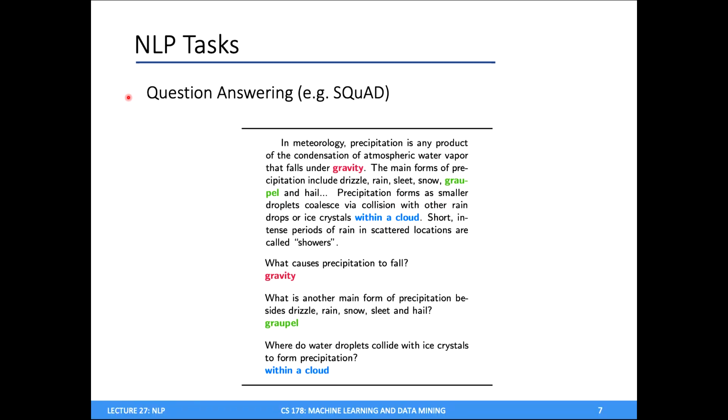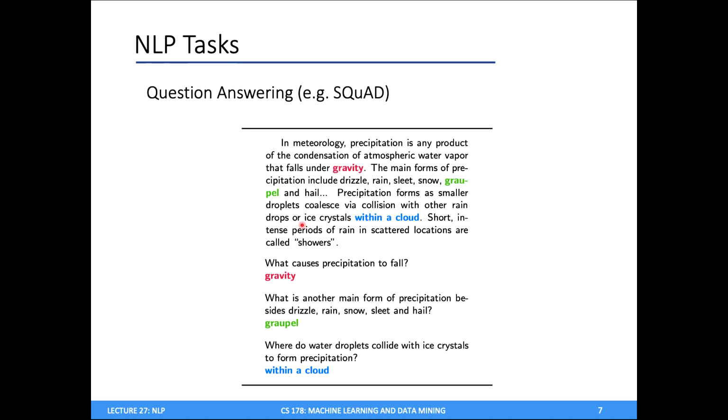Okay, another thing you can do with NLP is question answering. So maybe you have some big long document, maybe a 100-page document. And you don't want to read the whole thing because reading 100 pages takes a lot of time and effort. So what if we could just take this document, copy-paste it into some kind of machine learning system, and then ask questions about this document? Here we've got a short paragraph about meteorology and precipitation.